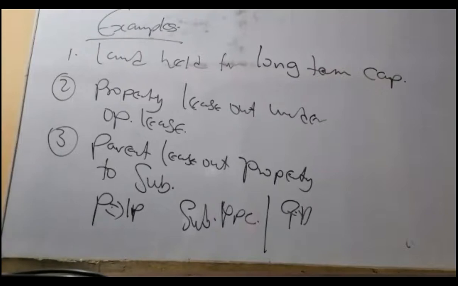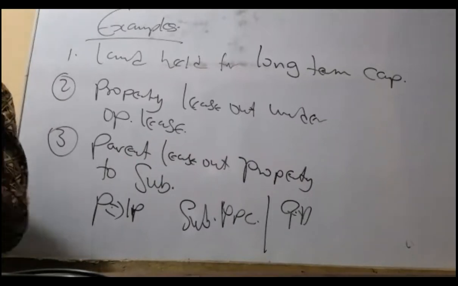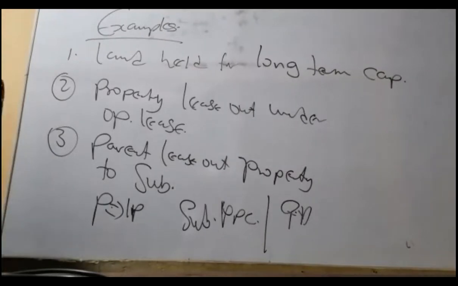Now let's look at the recognition. Recognition of investment property is the same as what? IAS 16 recognition. So we move on. Investment property must be recognized in the books as non-current assets if two conditions are there. What are they? It is probable that future economic benefits associated with the investment property will flow to the entity. And the cost of the investment property can be measured reliably. That's condition number two.